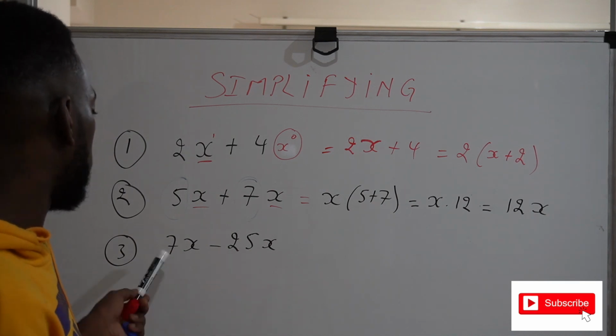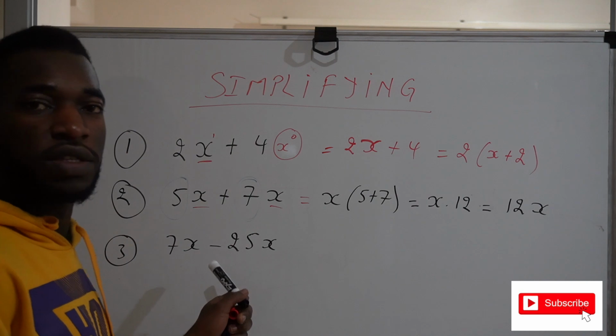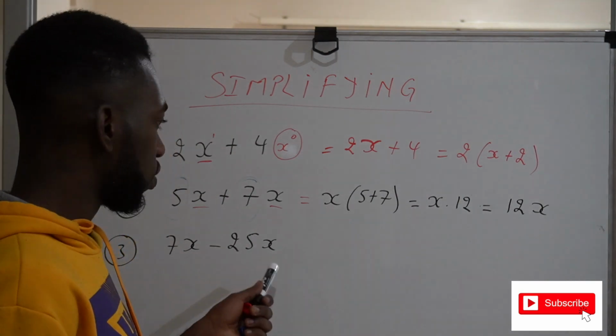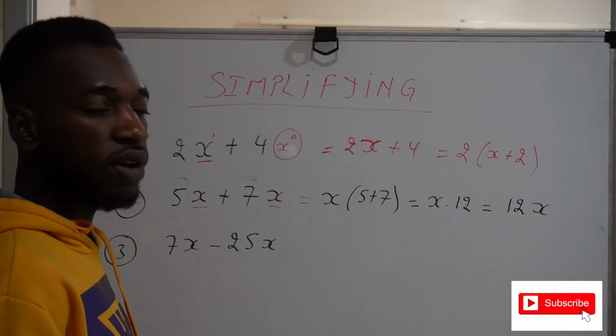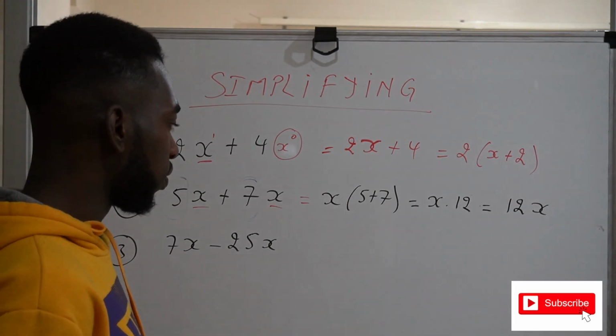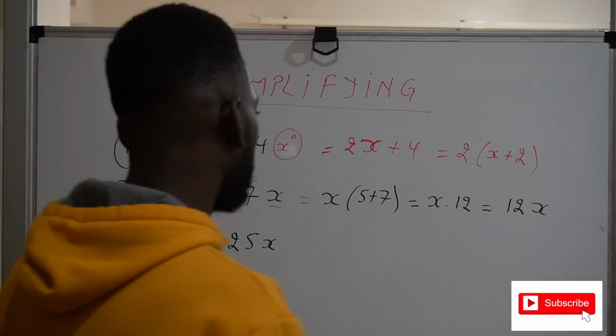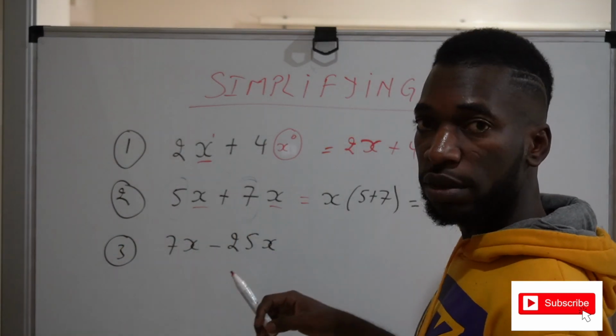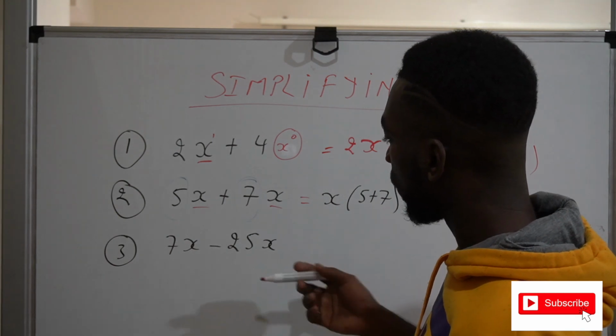For the next one, I've got 7x minus 25, right? 7x minus 25. As you can see, there's not much we can do with this.